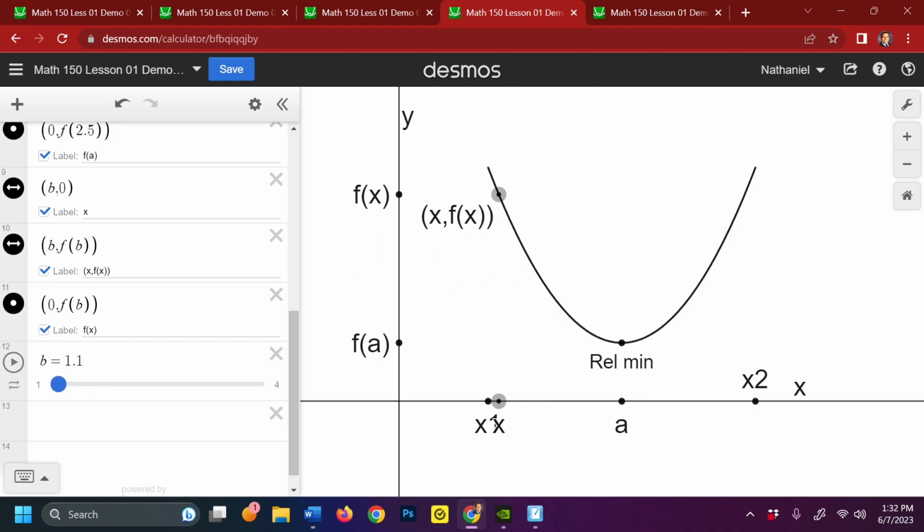And we can see that as long as I go from x1 to x2, f of a is always the lowest possible value. And even when I make x equal to a, that is the only time where f of x is equal to f of a.